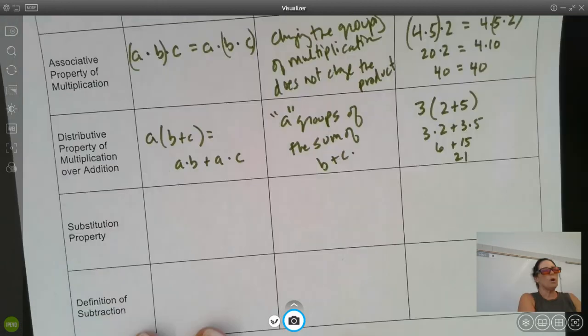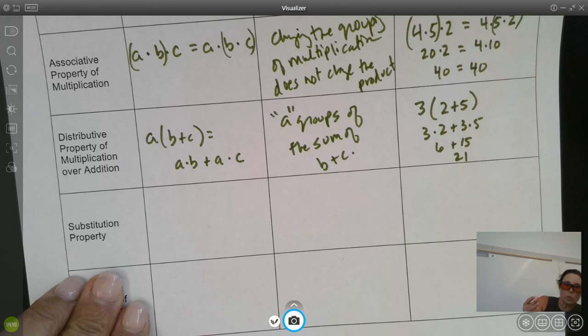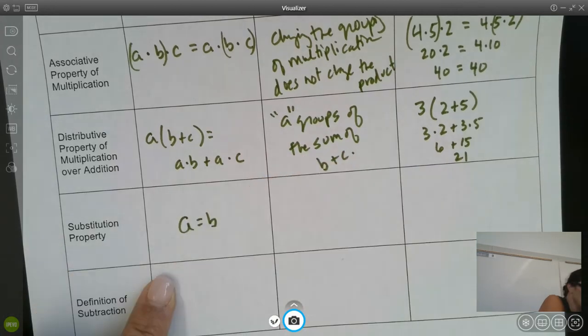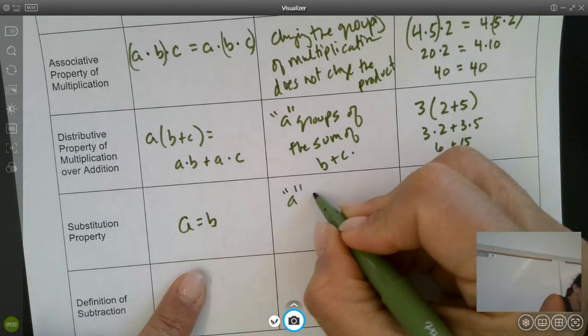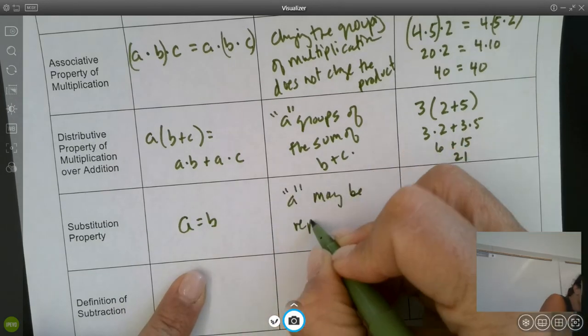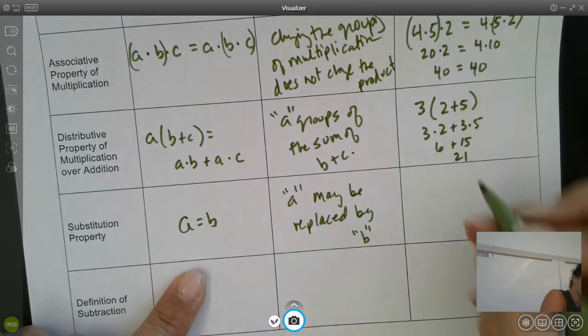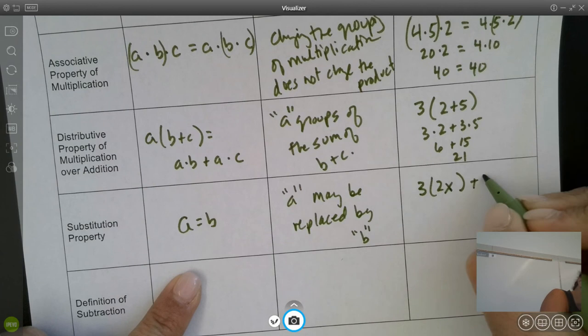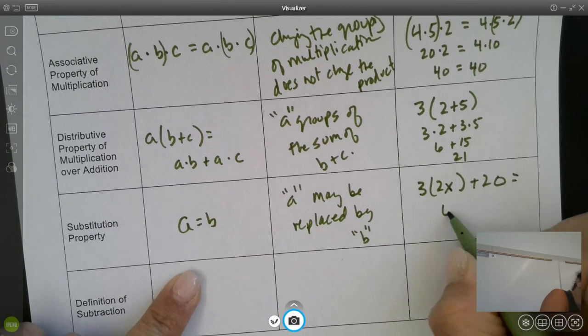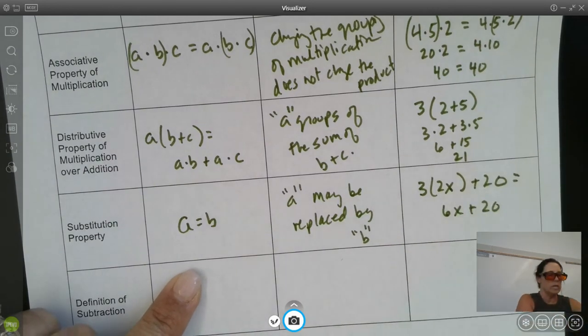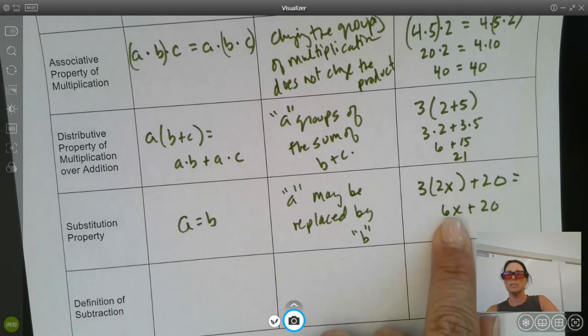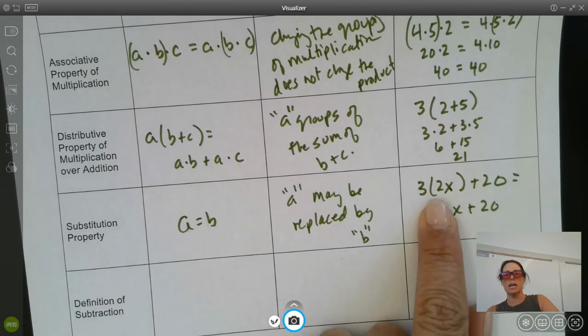The substitution property we learned last module, and it's when you replace something for something else. So it's when A equals B, A may be replaced by B. So something like 3 times 2x plus 20 equals 6x plus 20. We substituted 6x in place of 3 times 2x. That is an example of substitution property.